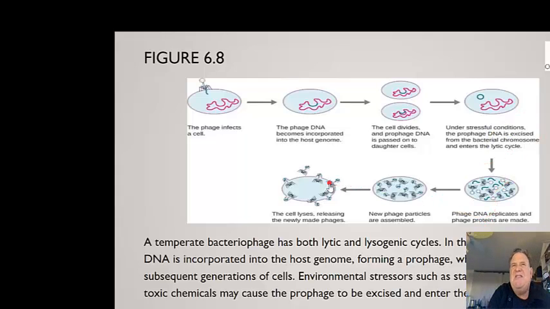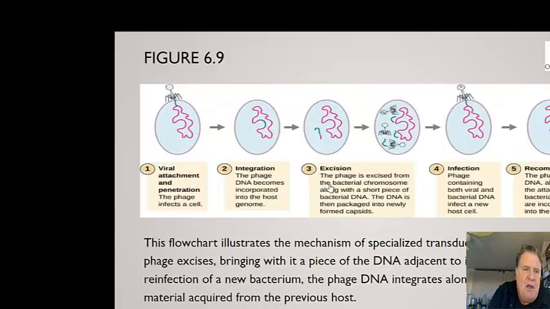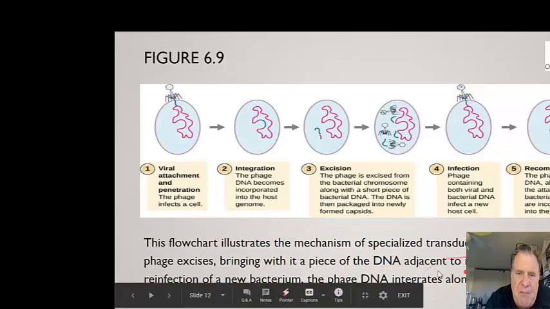We see something a lot like this in, let's say, cold sores, where people, when they get sunburnt or when they're under stress, start to have these cold sores developing on their mouths. And so this figure 6.9 just basically shows you the mechanism of what we call specialized transduction.